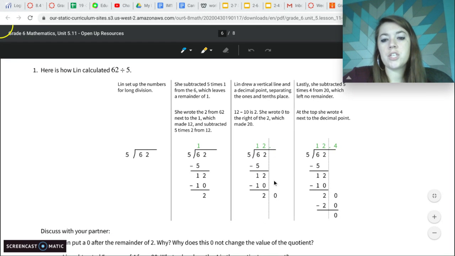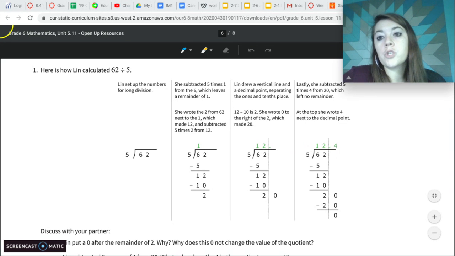But then notice what she did over here. She put a 0. And she put a decimal point up here. So she drew a vertical line and a decimal point, separating the ones and the tenths place. 12 minus 10 is 2. She wrote 0 to the right of the 2, which made 20. Lastly, she subtracted 5 times 4 from 20, which left no remainder. At the top, she wrote 4 next to the decimal point. So 5 can go into 20 4 times, so we end up with 12.4 here.